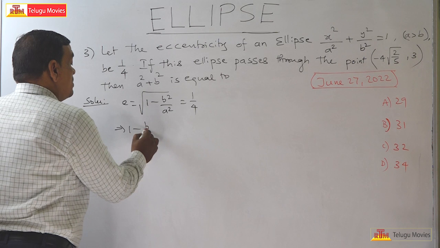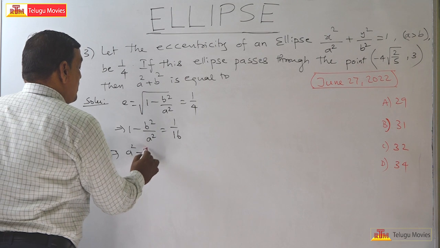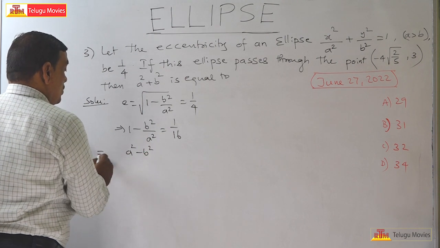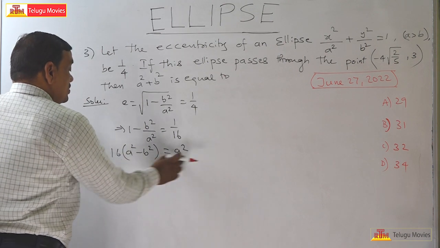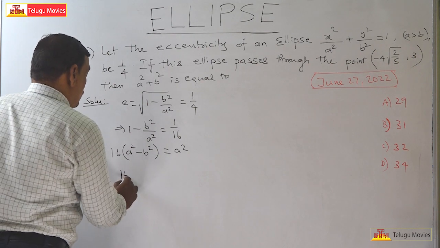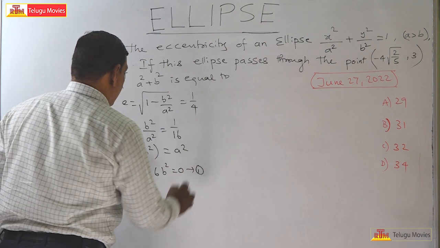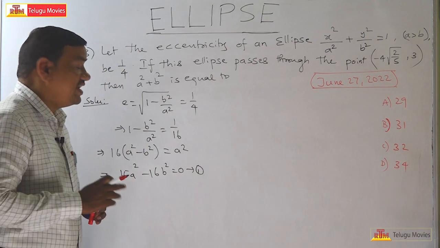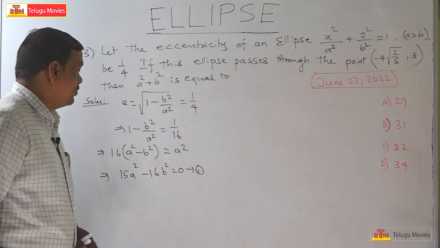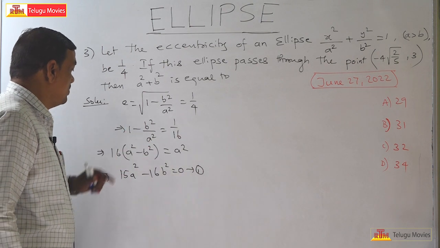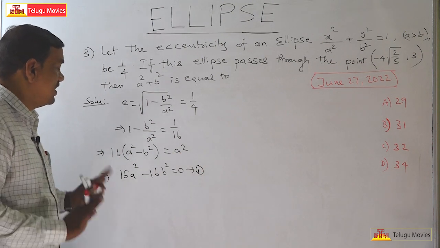So 1 minus b square by a square is equal to 1 by 16. So this is a square minus b square over a square. On cross multiplication, 16 into a square minus b square is equal to a square. So this is 16a square minus a square, that is 15a square minus 16b square is equal to 0. Call it equation number 1. So we got a relation between a square and b square from the eccentricity. Let us keep that.